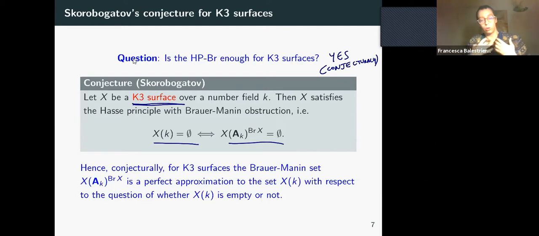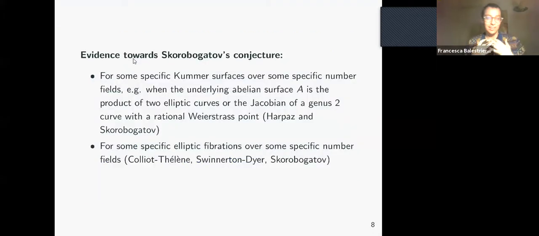Essentially, conjecturally, we believe that the Brauer-Manin obstruction should be the only one, should be enough for the Hasse principle. I mean, this should always be true. And there is some evidence towards this conjecture. The evidence is admittedly not very much at the moment, but it's slowly building. So at least we haven't found any counterexamples yet.